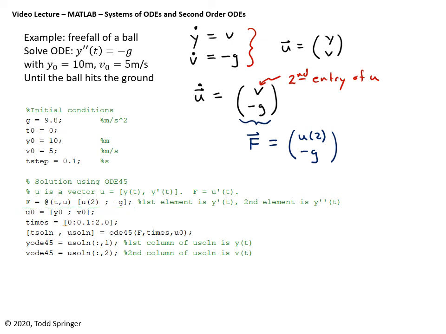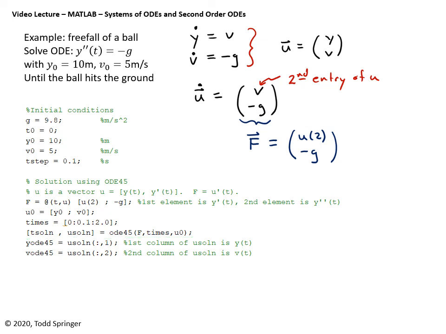I've got u0, so that's my initial point. My initial point is y0 as the first element, v0 as the second element. Here's my list of times that I want to know the solution at. I'm solving it from 0 up to 2.0 seconds in steps of 0.1. And then here is where I call the ODE 4.5 function, and store the results in those two matrices, T solution, U solution.